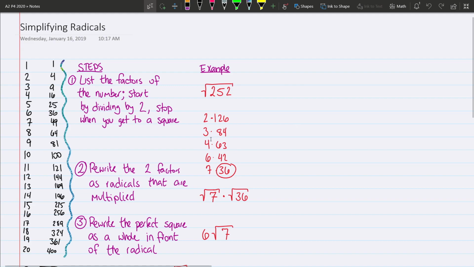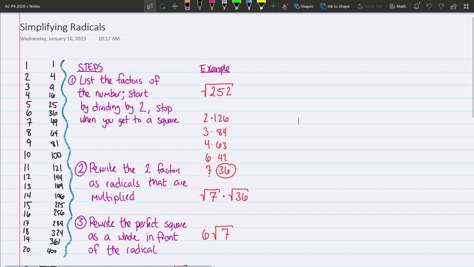Otherwise, I've got to go through and divide it into its prime factors, which I'm usually too lazy to do. So for instance, if I had the square root of 252 here, I'm going to start dividing by my perfect squares, or I could just divide by 1 through 20 and figure it out. In this case, I divided by 2, didn't work. Divided by 3, didn't work. Divided by 4, didn't work. Divided by 6, didn't work.